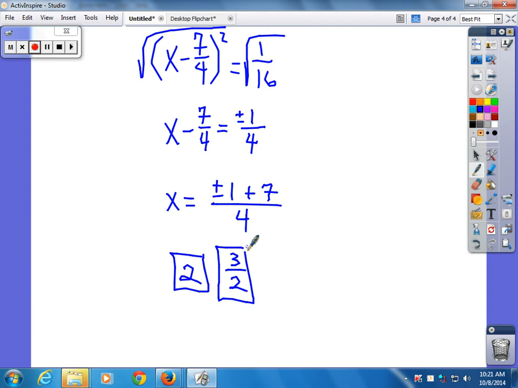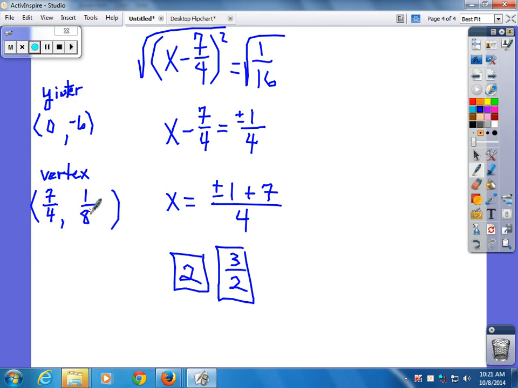What was my y-intercept? And our vertex, give it to me again. 7 over 4.